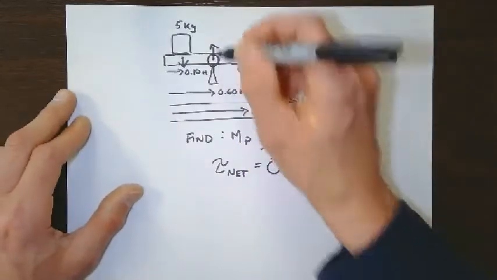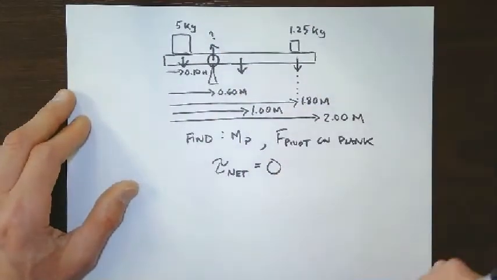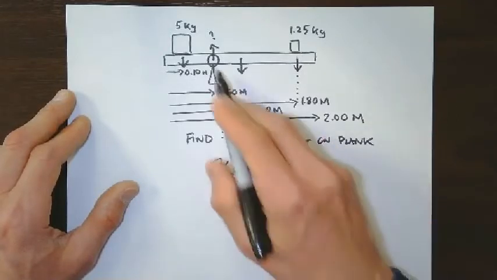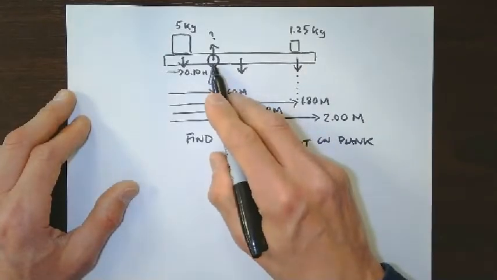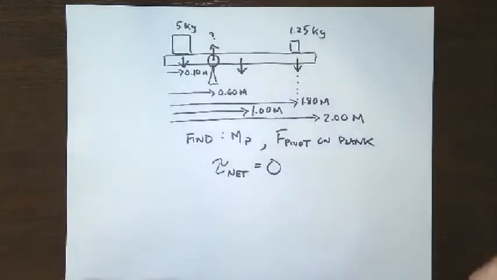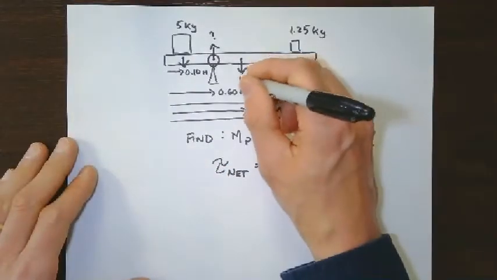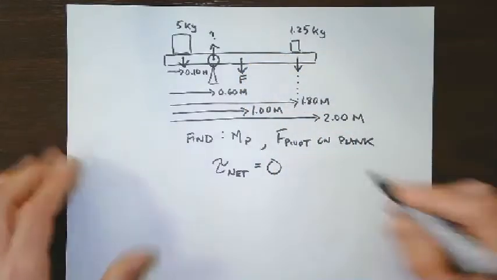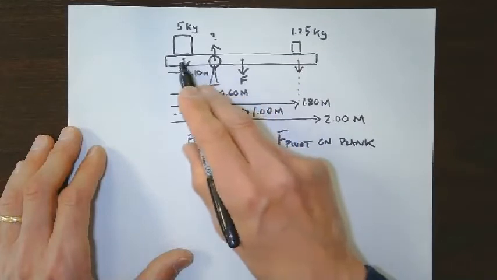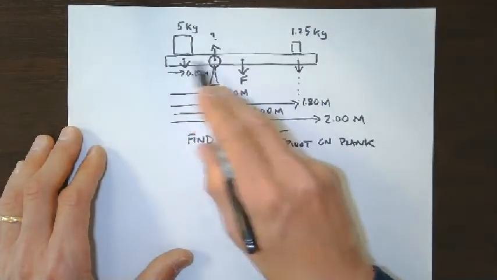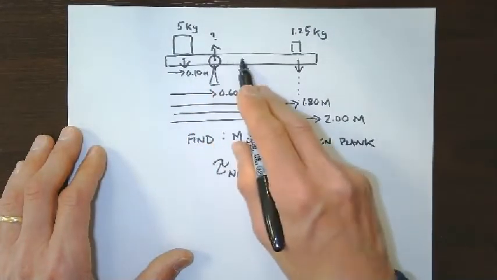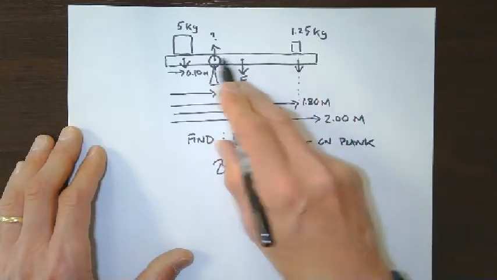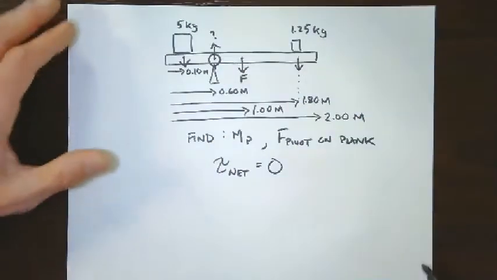Notice that we do not know this force at the beginning. That's the force of the pivot on the plank. It makes sense to start with this as our pivot, because then we eliminate that force from the calculation. And of course, this is the force we want to find. If we make this our pivot, we'll have a lever arm for this 5 kilograms, a lever arm for the mass of the plank, and then another lever arm out here for this 1.25. So let's do it.